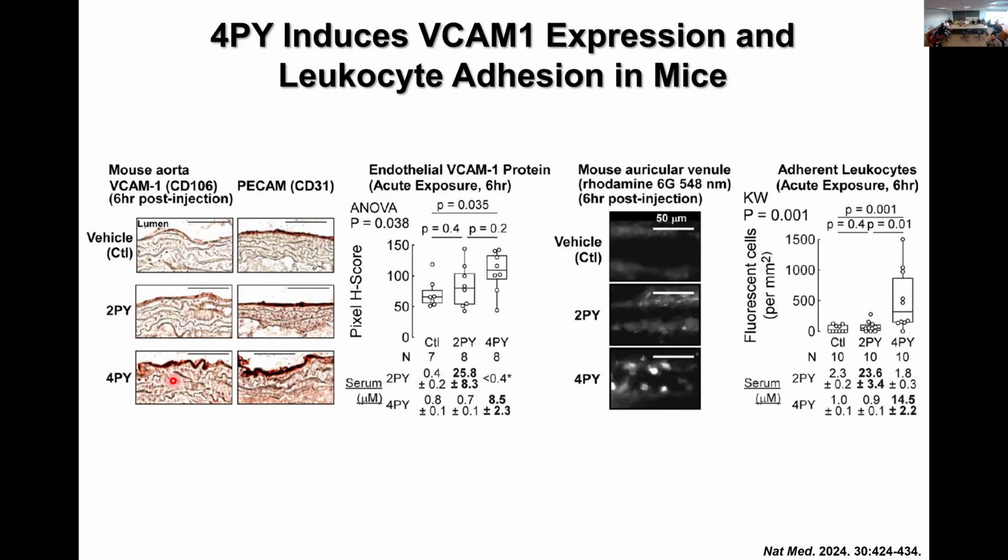And then there's a visualization assay where you inject 2-PY and 4-PY, and you can visualize under a microscope the monocytes binding to the veins of the ear in the mice. This is an auricular venule assay. With a vehicle, there's no fluorescence. With 2-PY, you don't really see fluorescence, but with 4-PY, you see these monocytes adhering to the endothelium of the auricular veins. So this is further in vivo validation that it's not just expressing VCAM, but it has a functional effect because you're getting more monocytes adhering.